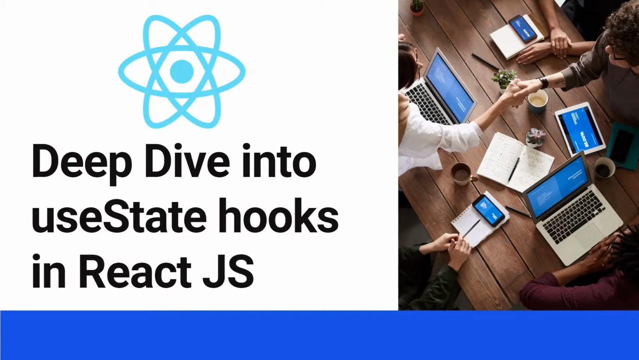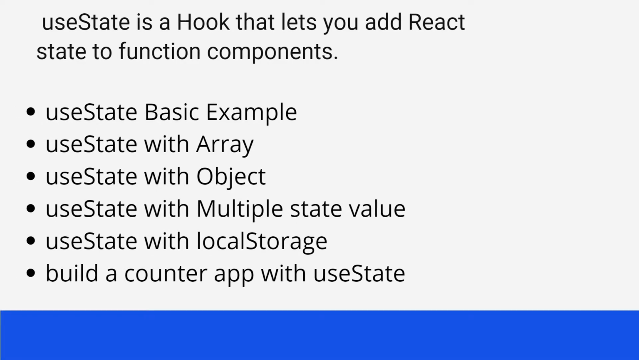In this video we are going to deep dive into the useState hook in React.js. So you might know the definition of useState. useState is a hook that lets you add React state to a functional component. You can basically declare a state in a function-based component with the help of the useState hook. Earlier we didn't have the luxury to declare a state in a function-based component, so React introduced hooks.